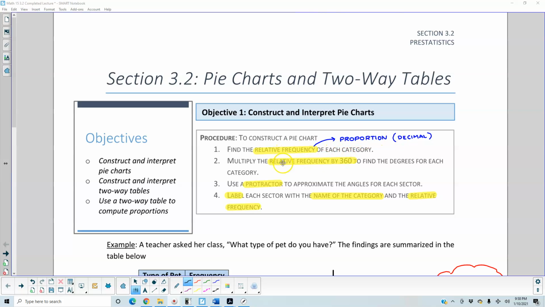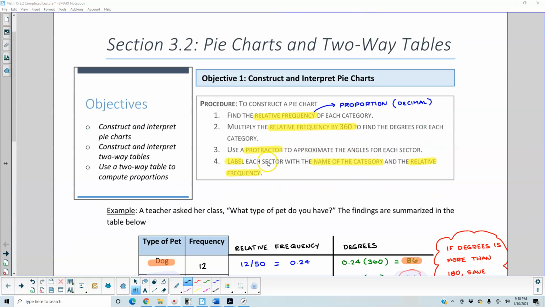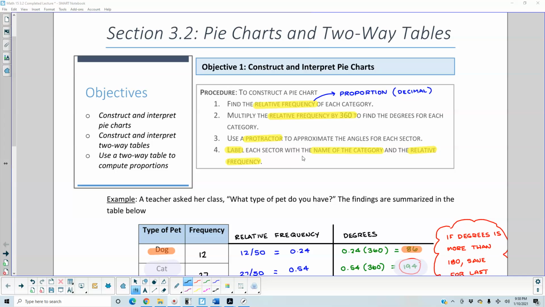of each category. Number 2, you multiply the relative frequency by 360 to find the degrees for each category. Number 3, you would use a protractor to approximate the angles for each sector. Number 4, you're going to label each sector with the name of the category and the relative frequency.